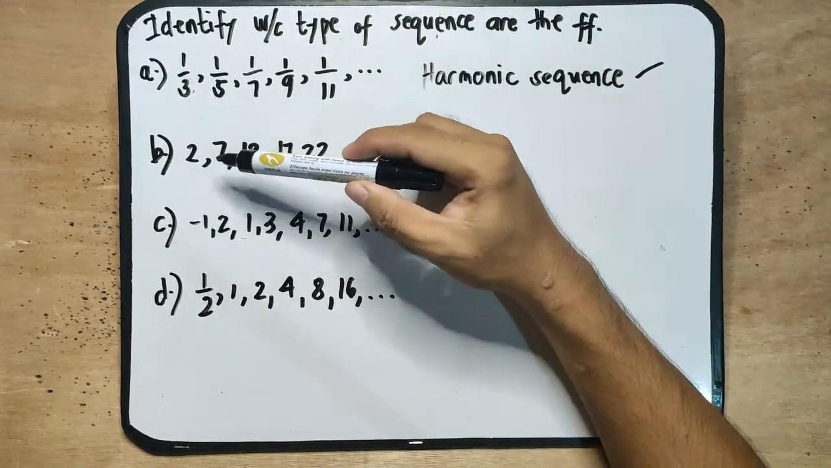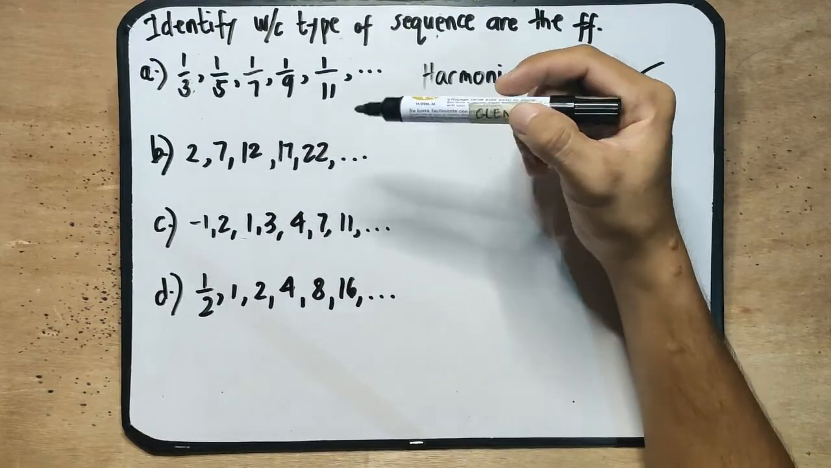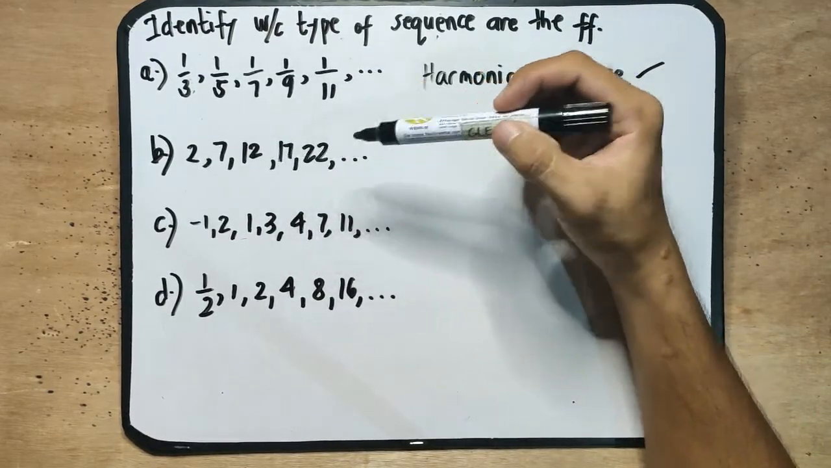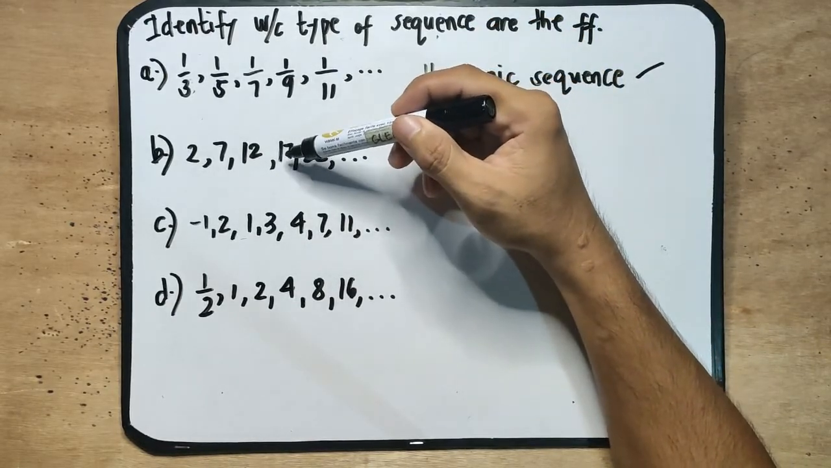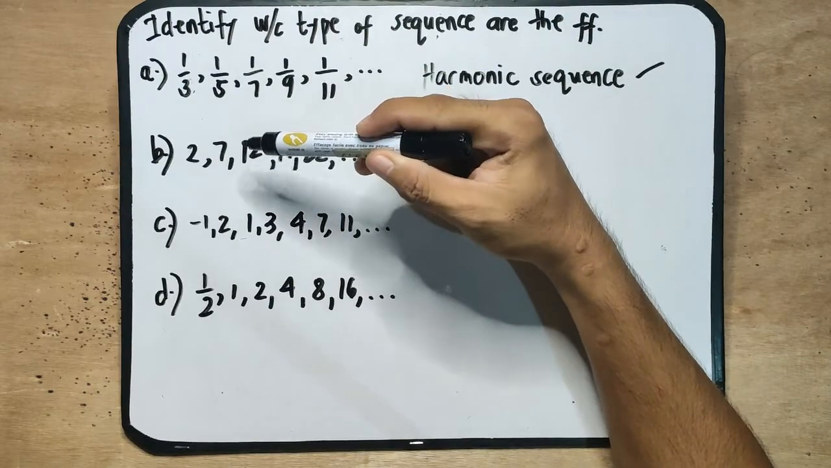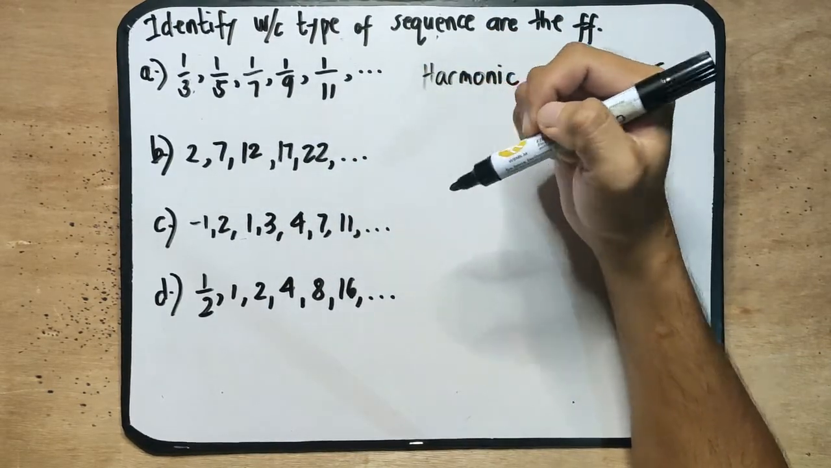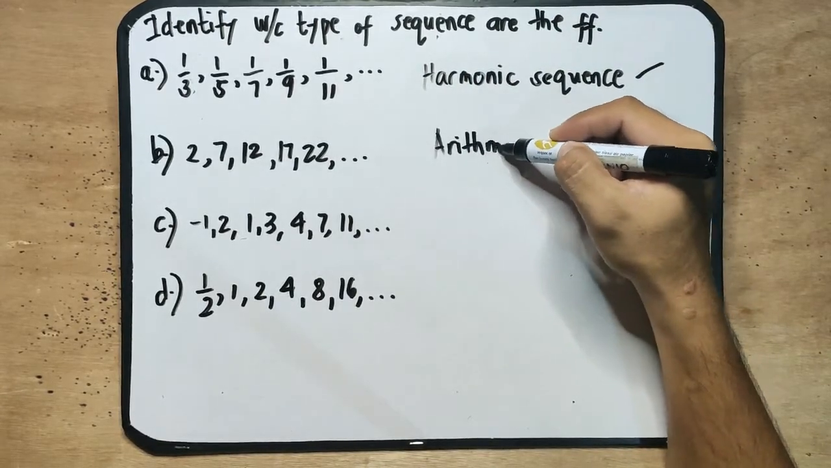Second one, we have 2. The terms are 2, 7, 12, 17, and 22. So let's try to identify kung may common difference silang lahat. We have 22 minus 17 is 5, 17 minus 12 is 5, 12 minus 7 is 5, and 7 minus 2 is 5. Since may common difference, which is 5, this is an arithmetic sequence.